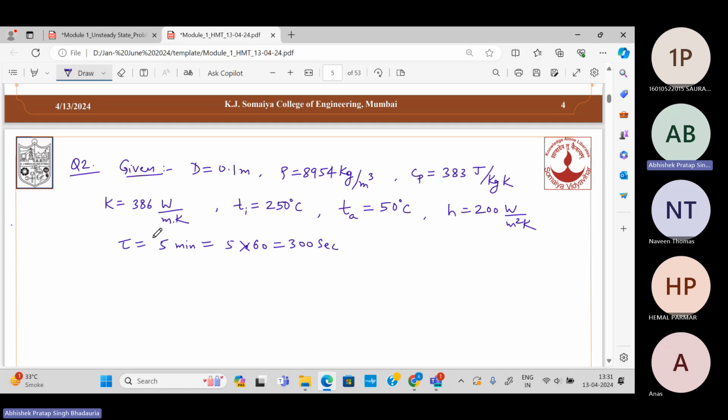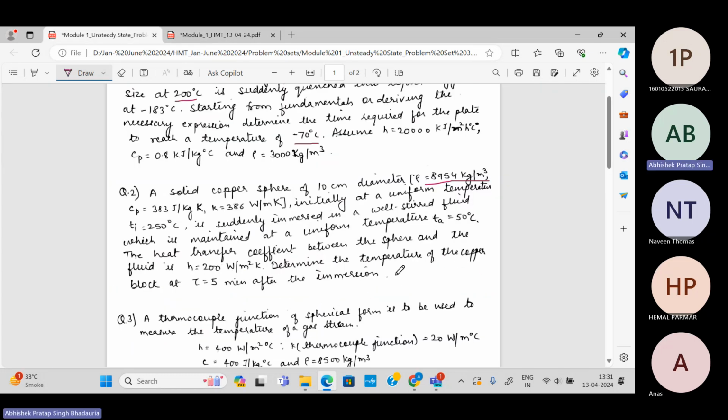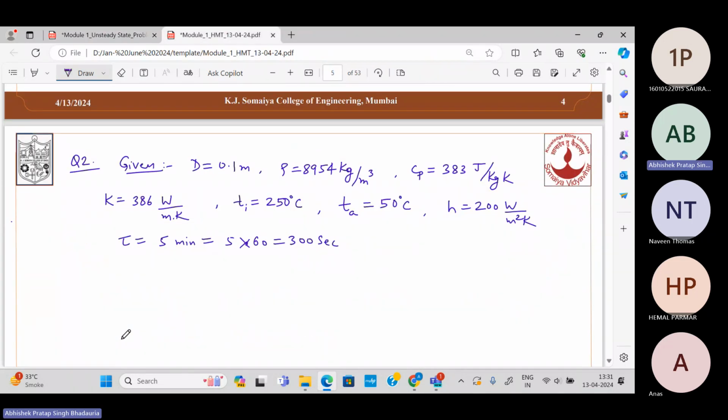Now what we have to determine? We have to determine the temperature of the copper block. So that means T we need to find. So write down what is to be determined. So we have to find T. Okay, now let's solve this problem.